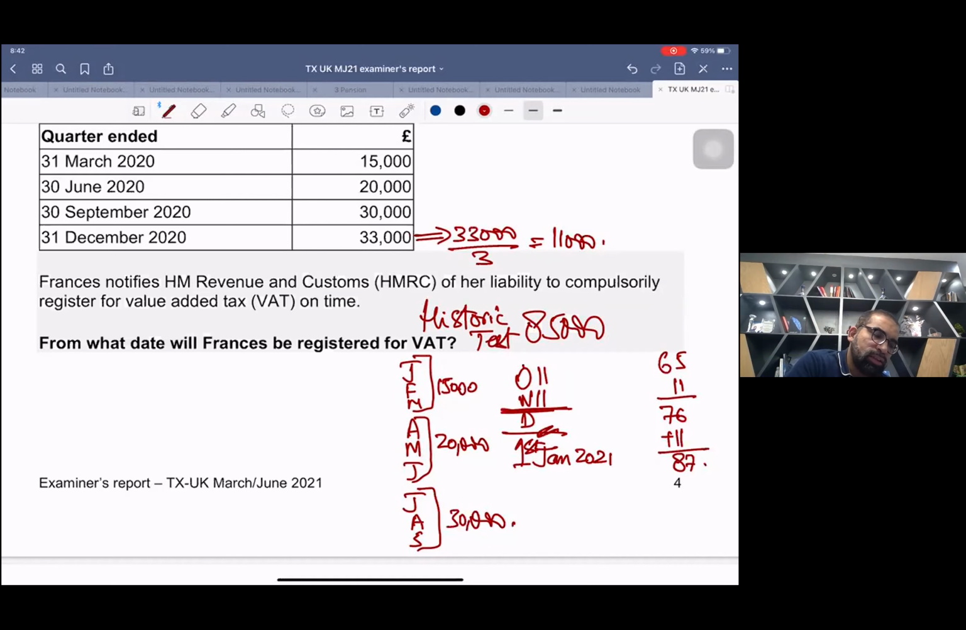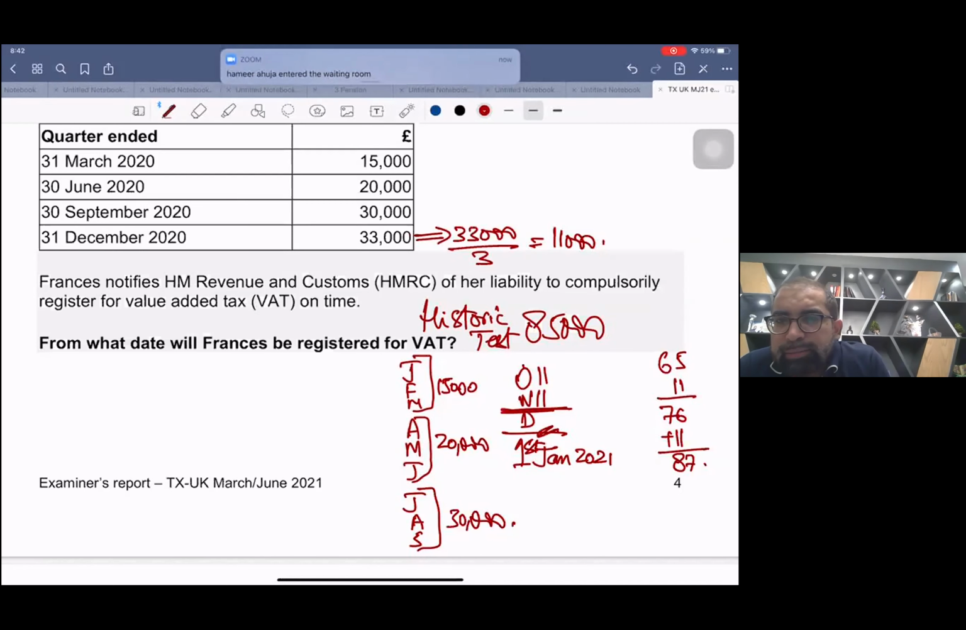From what date will Francis be registered for VAT? 1st January 2021. You are not getting. I just proved that by the end of November, this trader realized that he crossed 85,000. So once you cross 85,000, you have 1 month time. So from the end of November, you have 1 month time. That means till 31st December you can apply. And the tax department will consider you registered from the very next day, that is 1st January 2021 in this question.